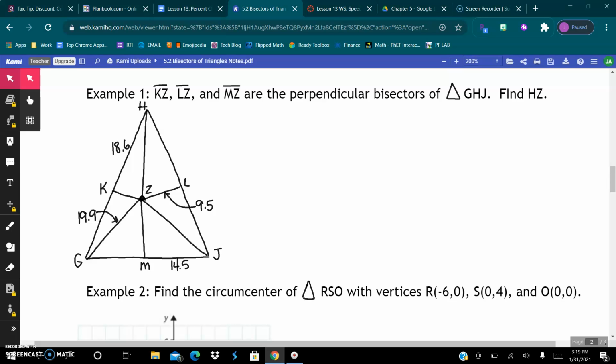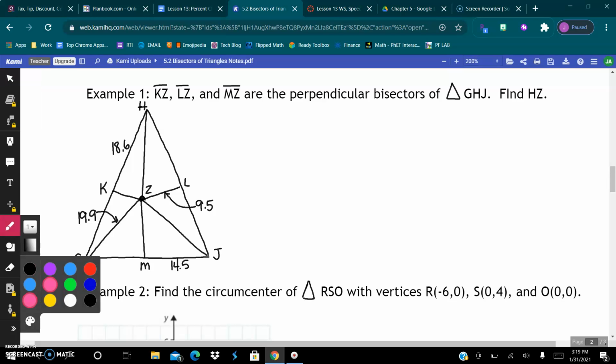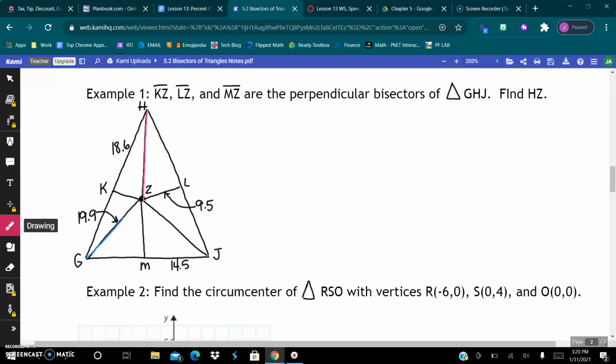Find HZ. So we need to find this length. As you can see, that is a segment coming out of the vertex, and we just talked about how those were all the same distance. So these three lines here all have the same distance, and GZ is labeled 19.9. So then HZ and ZJ have to be 19.9 as well.